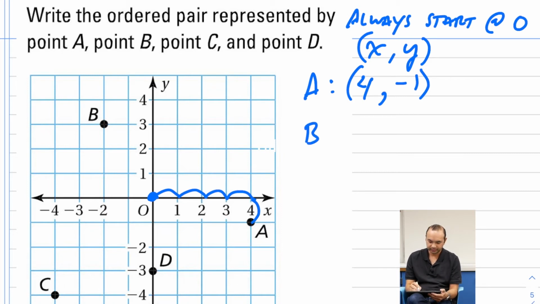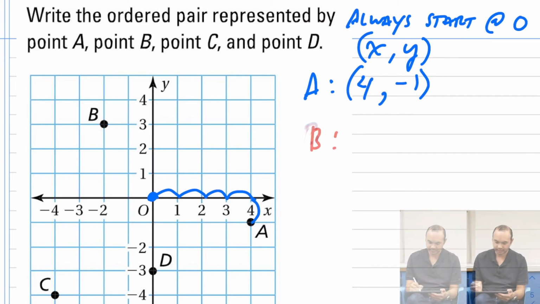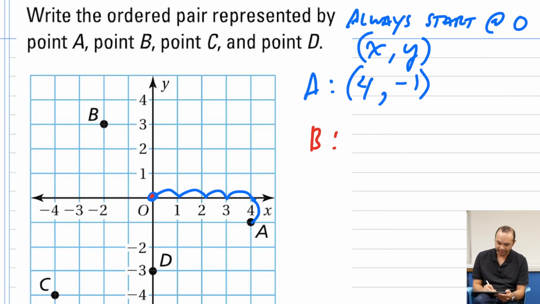For point B, let's make that red. Same thing. Start off at 0, and how do you get there? Well, start left and right. I had to go left 2, so that's a negative 2, comma, and then how much do I have to go up? I have to go up 1, 2, 3, and since I went up, that's a positive direction, so (-2, 3).